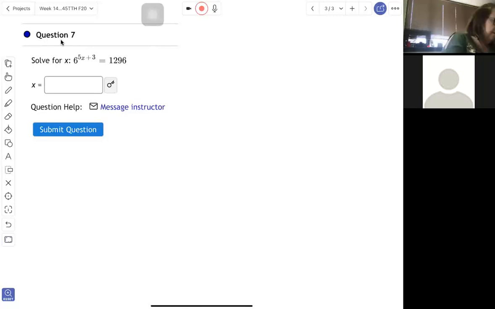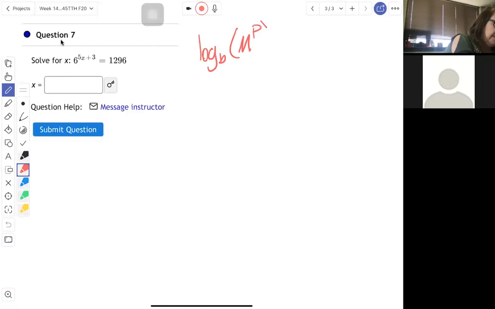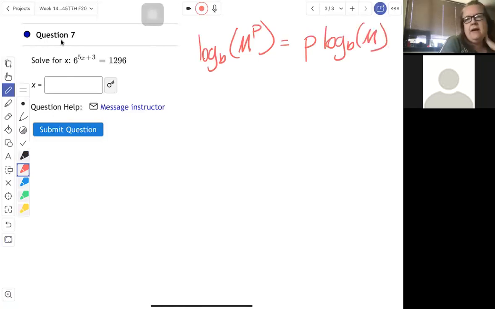All right, so when we do this problem, we're going to need this property. This is that power property from the last section. Log base b of m to the p power is equal to p times log base b of m. So it's not as nice as the last property where we could just totally get rid of the log. Here we can't get rid of the log, but it does allow us to get x down, okay?